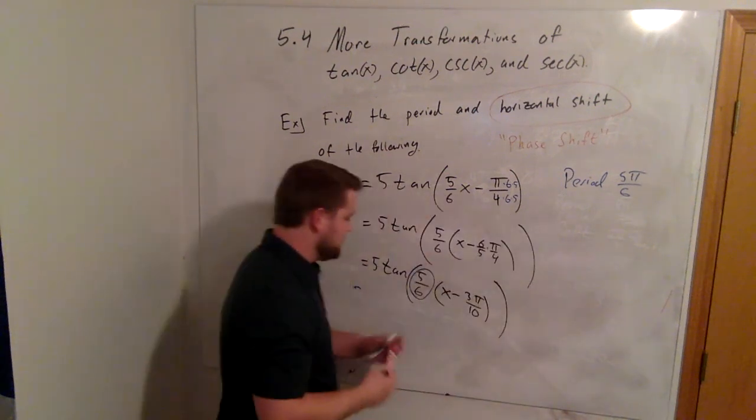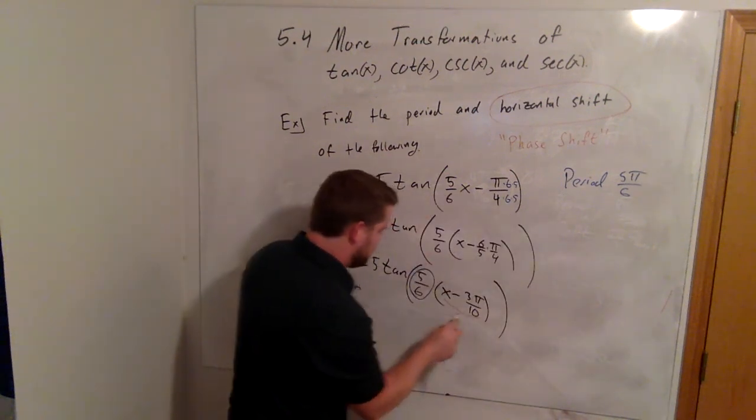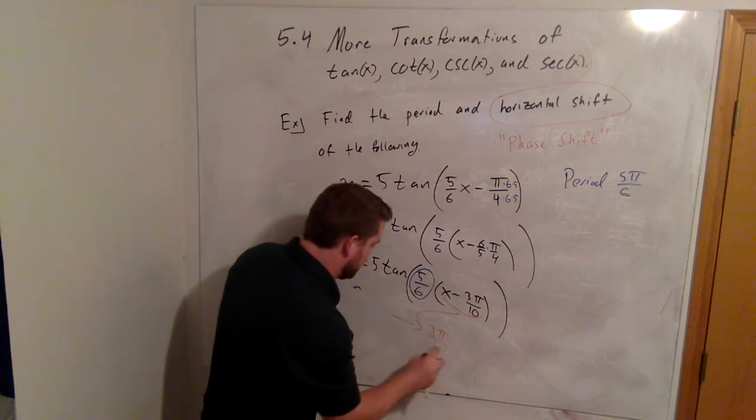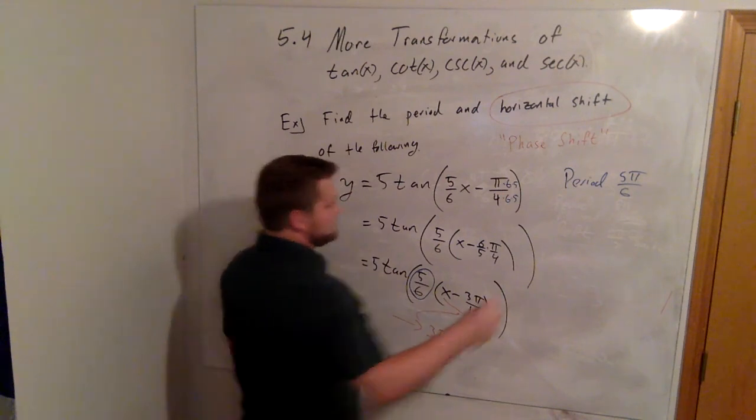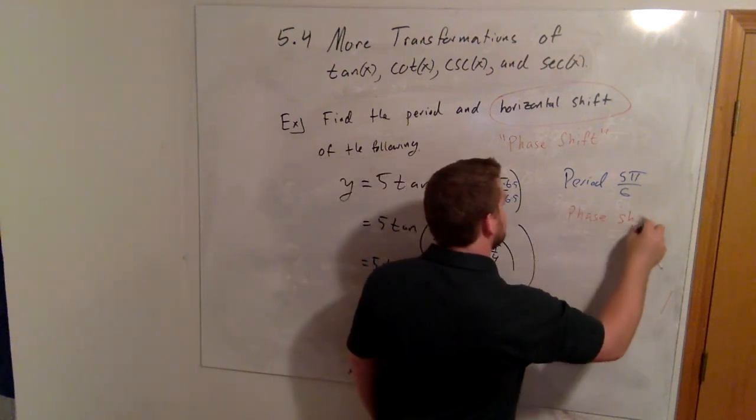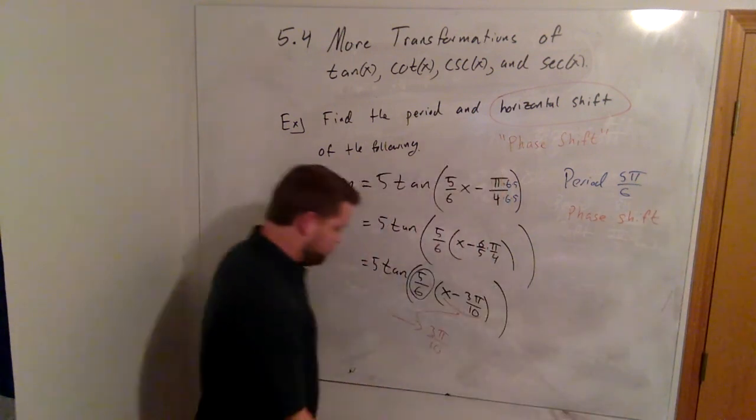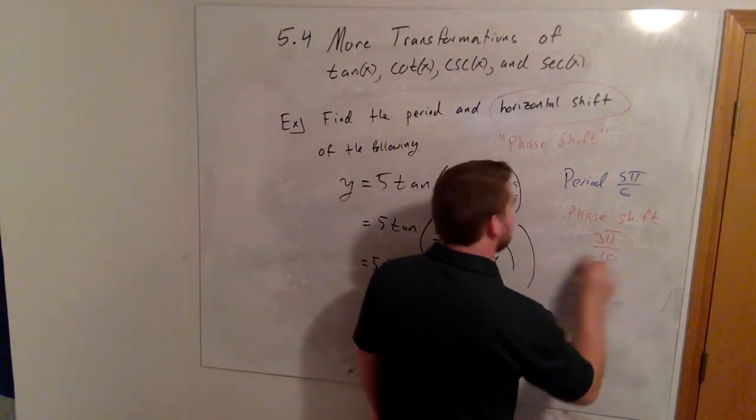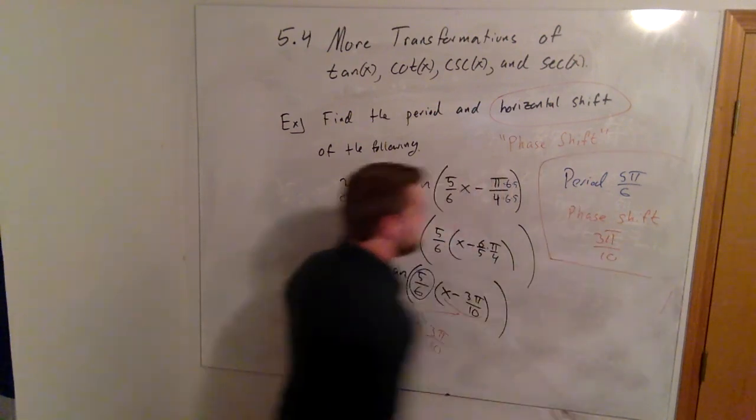And now if we're looking here, what we have is a shift to the right by 3 pi over 10. So we might say that there is a phase shift of positive 3 pi over 10. And that's the answer.